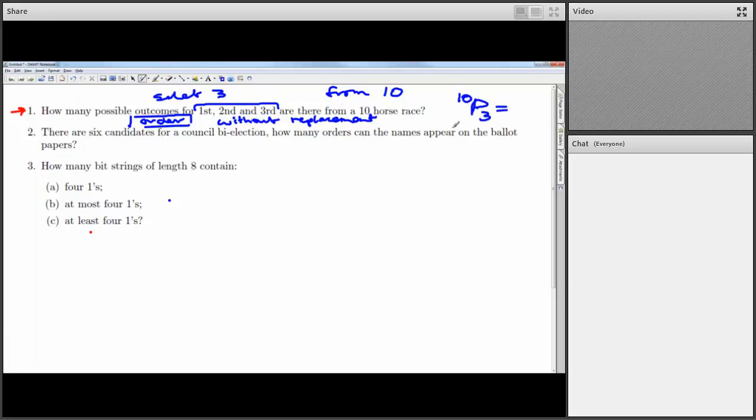Can you guys pull out your calculator? It's probably good practice. And just see if you can find what it's going to be. So 720, I reckon.